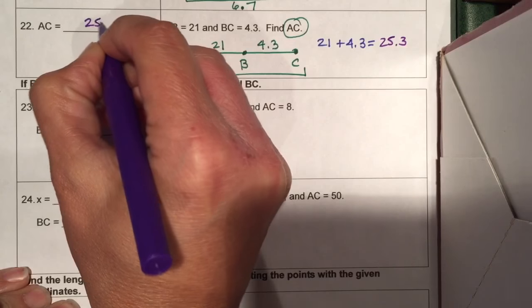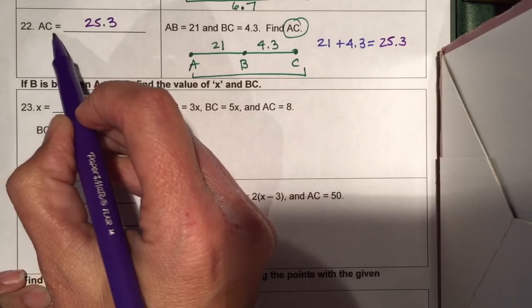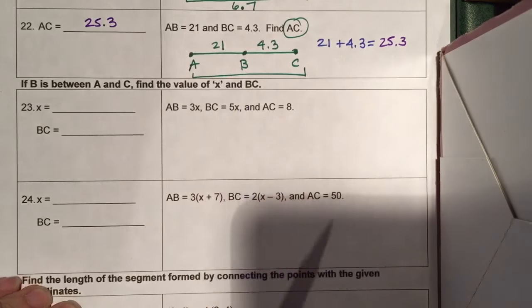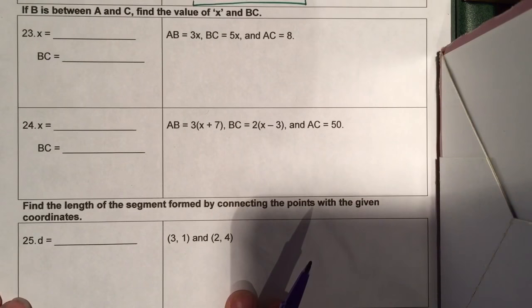Now remember, when you're looking at symbols, when you see two letters written back to back with no symbol above them, it means distance or length. Same thing. All right, let's look at number 23.